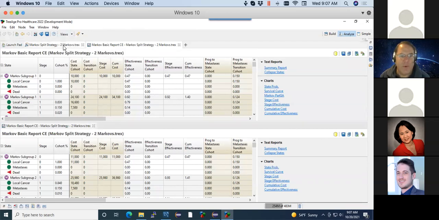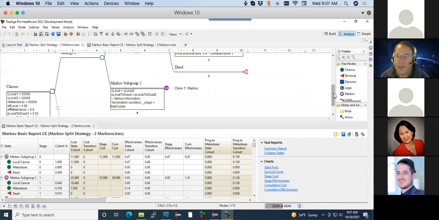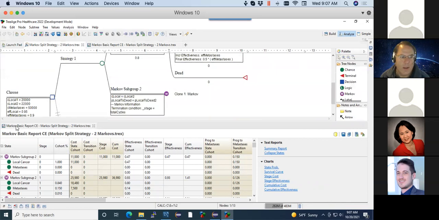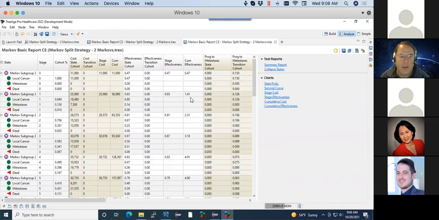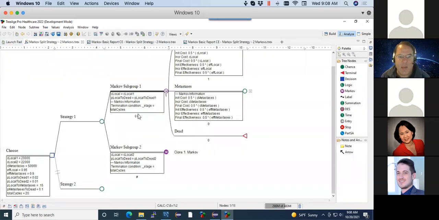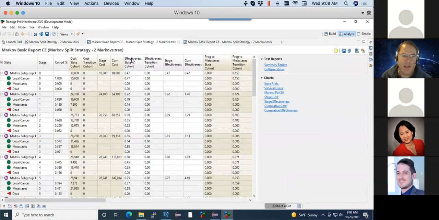If we go back to the model for a second, you see that 80% of your cohort is in this subgroup and 20% is in this subgroup. So essentially, if you wanted to see the whole strategy, we should see 80% of this one and 20% of this one as potentially one report. And that's what we've built.